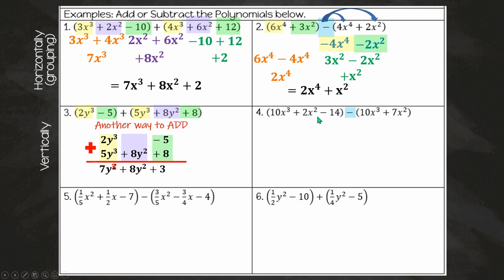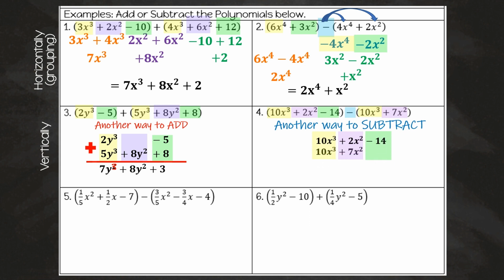So now we're also going to do example number 4 using the other way to subtract. So remember, we do have the negative. And so we're going to still try to group our like terms. We have a 10x to the power of 3, a 2x squared, and a 7x squared, and then we have a negative 14. When I line those up vertically here, now I'm going to remember that I'm subtracting, so I'm going to apply that negative sign, or flip the signs of that second polynomial. And now I can combine my like terms.